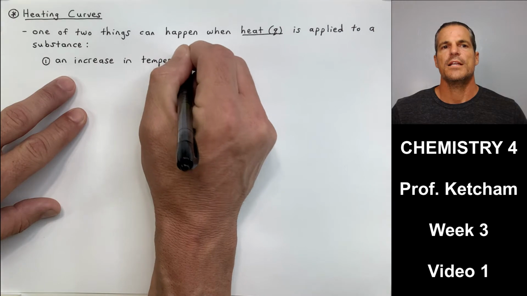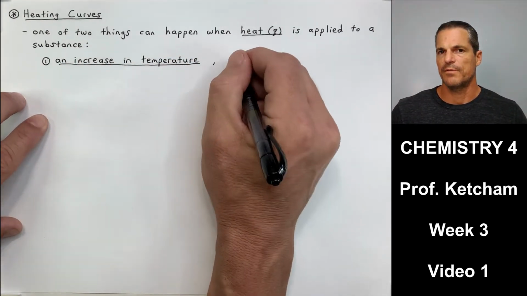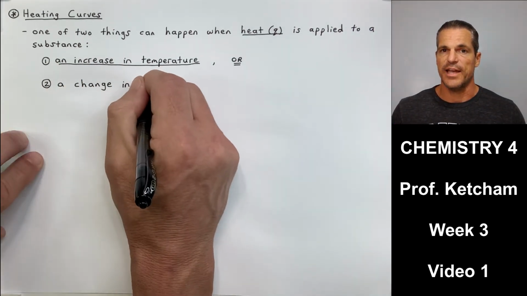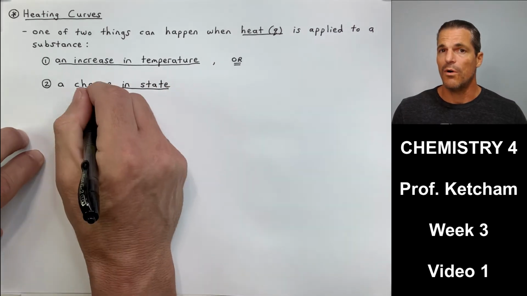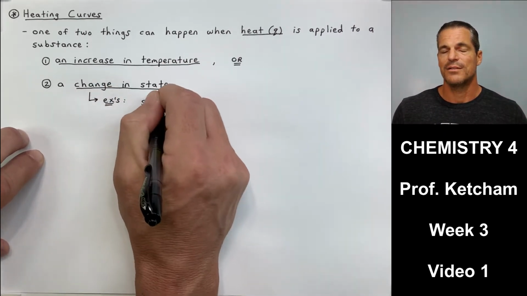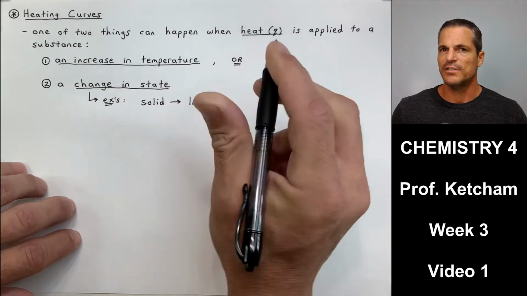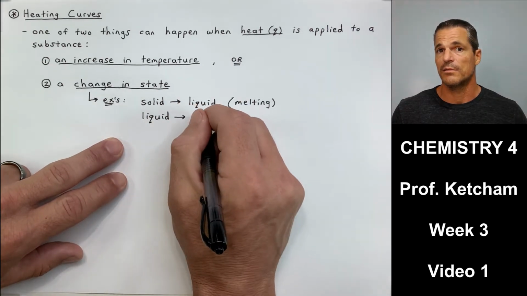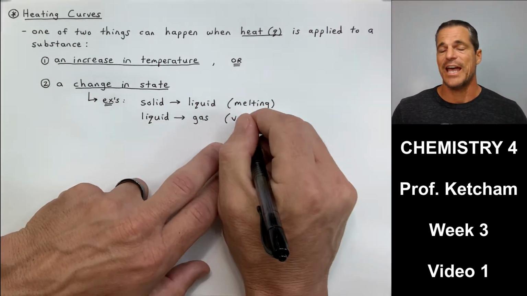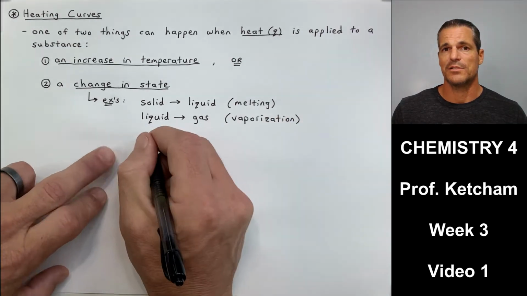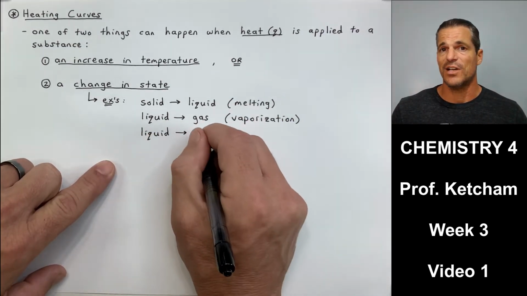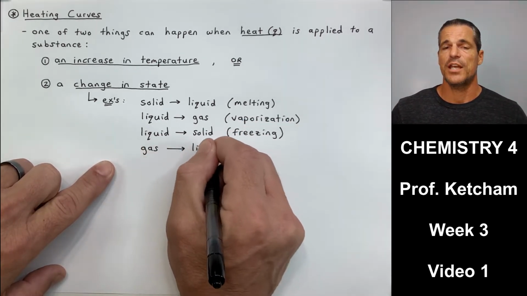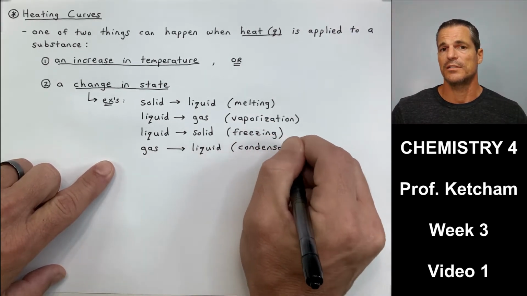All right, heating curves. One of two things can happen when heat is applied to a substance. The temperature can go up, or I can perform a change of state. So if you're not increasing the temperature, then you're changing the state of that particular substance. It could go from solid to liquid, like melting. Liquid going to a gas is vaporization, sometimes called boiling. Liquid going to a solid would be freezing. And a gas changing state and becoming a liquid is called condensation.